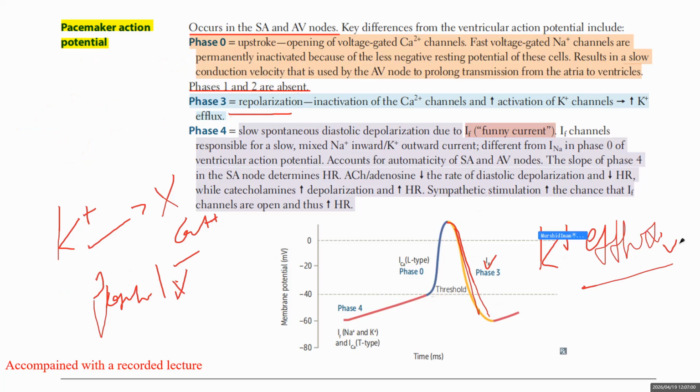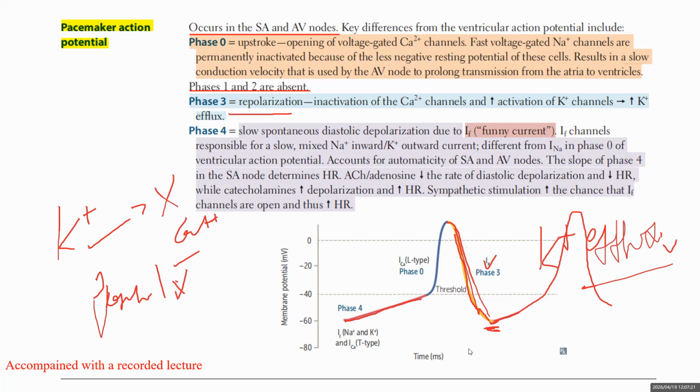This repolarization doesn't bring it to a stable point, but again the phase 4 slowly and steadily starts reaching the threshold, and then another potential, then another, and then another. This happens like that.